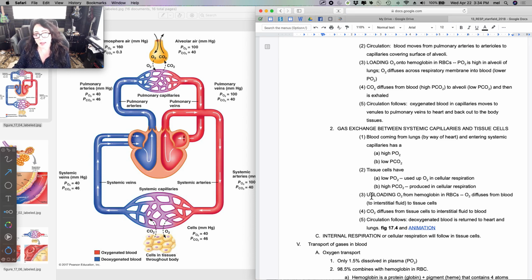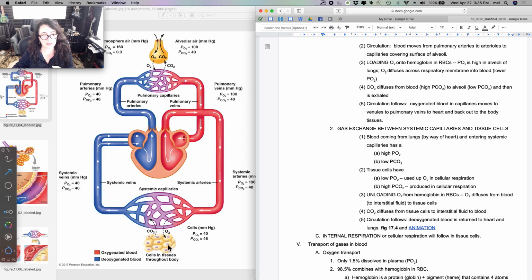And what is going to happen is, of course, the oxygen that you bring down here is going to have to jump off of the hemoglobin bus before it can actually diffuse into the cells. So it's going to get off of hemoglobin from the red blood cells, and it's going to diffuse from the blood to the interstitial fluid into the tissue cells. And then the carbon dioxide that was generated by the tissue cells is going to diffuse the opposite direction, right?